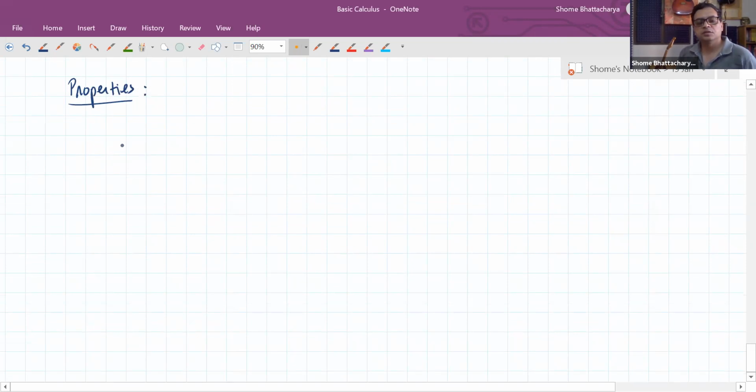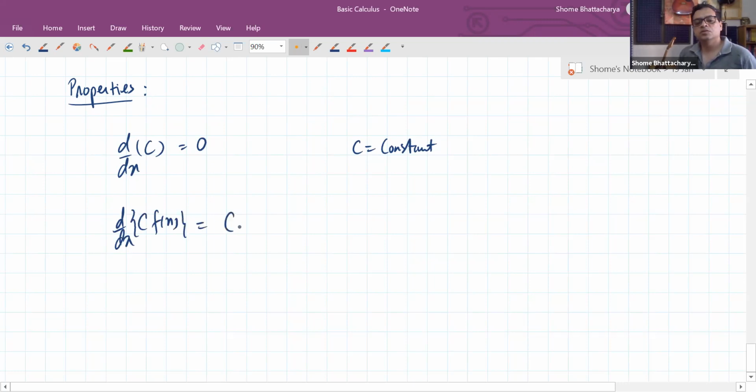So for example, the differentiation of a constant is 0, where c is any constant. The differentiation of a constant multiplied by a function becomes the constant multiplied by the derivative of the function.